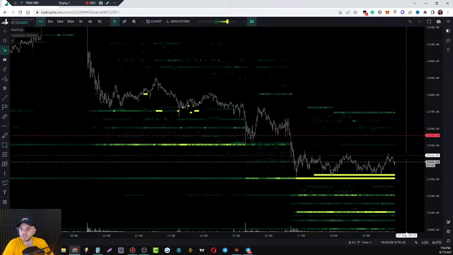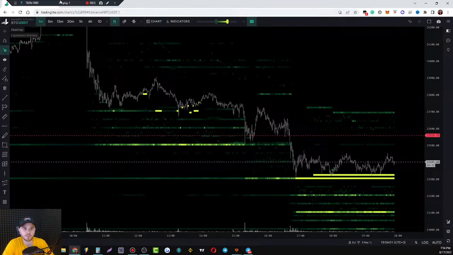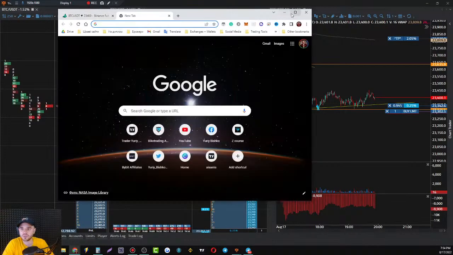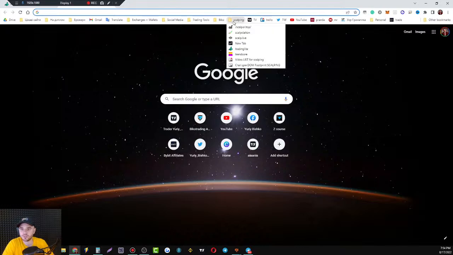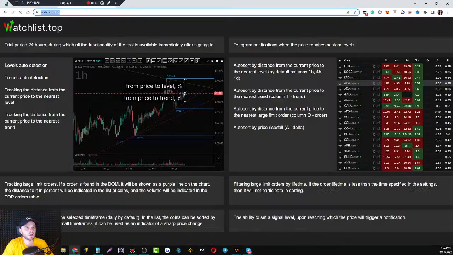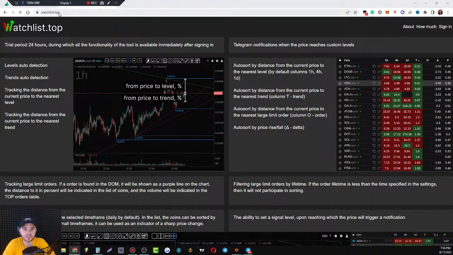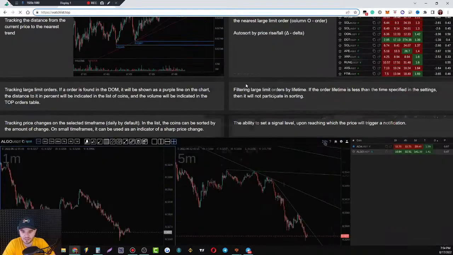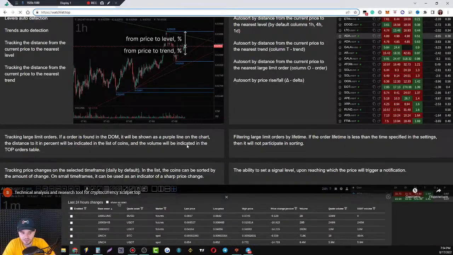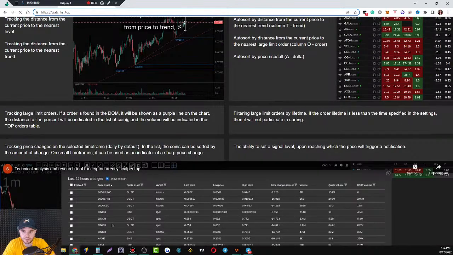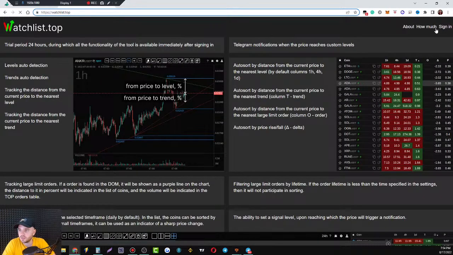About other services, there are many tools called screeners for scalping, and there are also many other tools that you can use. For example, Scalper Top, like this one. What you can do: the watchlist tab. At this moment they updated it. I think they're going to make maybe a paid version. How much?